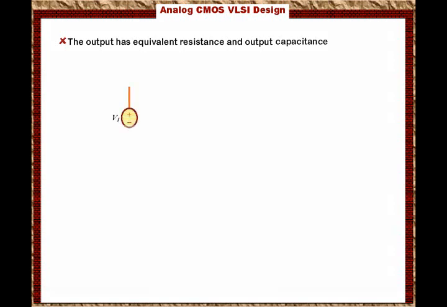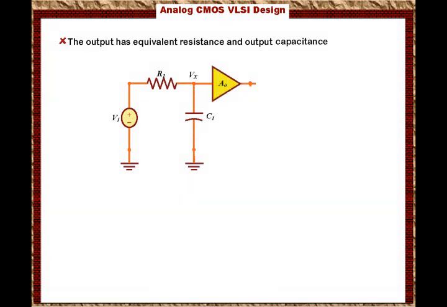Another important observation is that not only the input stage has equivalent capacitance, the output stage also has an equivalent capacitance. So the output also has equivalent resistance and output capacitance. And we're going to show it to you here. So here is the input stage of the circuit. You have Vi connected to R1, which is connected to C1. And then here we have Vx, which is connected to the amplifier with a gain A0. And then at the output, we will have a resistance, we will call it R2, that is connected to a capacitance, we're going to call it C2, which is connected to the output.